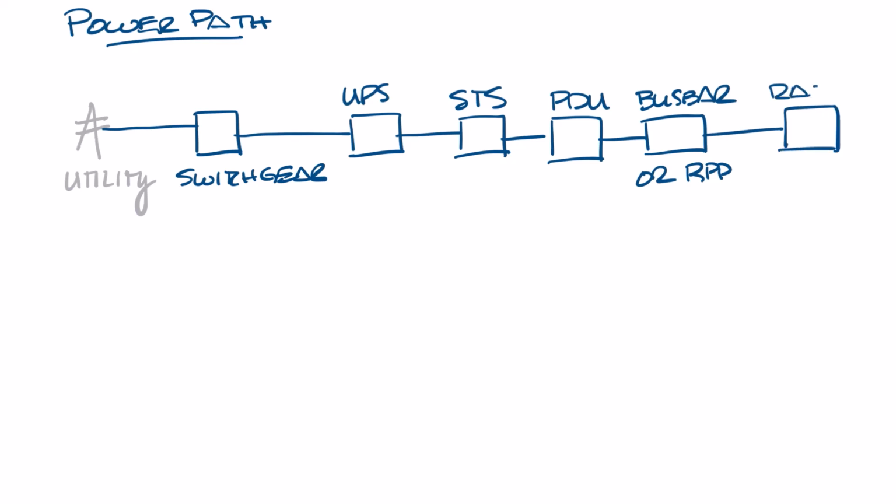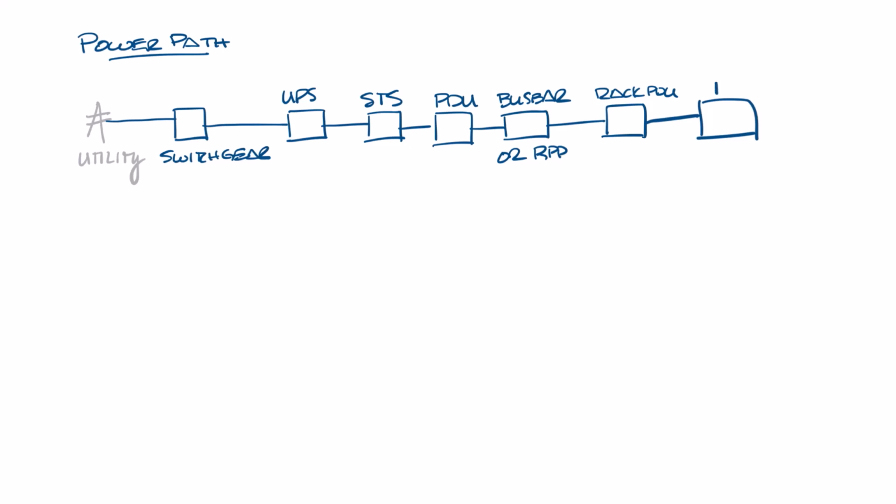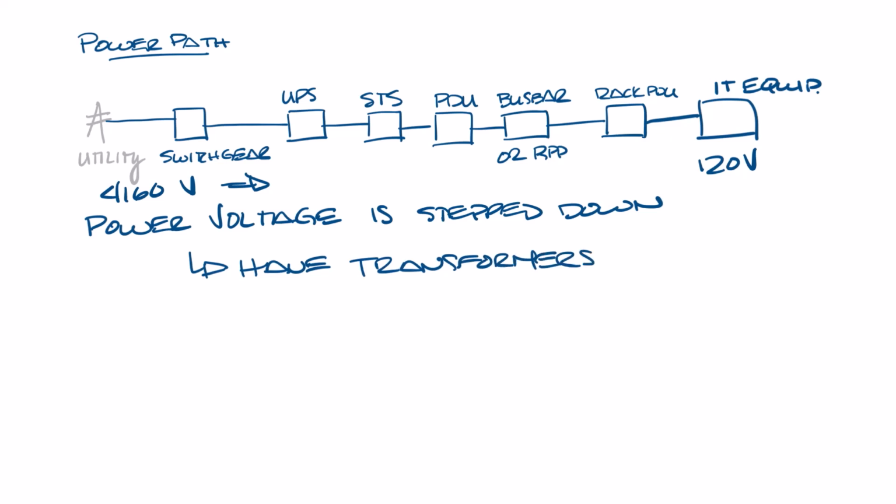Then the power goes into the racks themselves, where you'll have rack PDUs, and the IT equipment will be plugged into that. Each step of the way, the power voltage is being stepped down, so it may come in at 4165 volts, and by the time it gets to the IT equipment, it's 120 volts. So there'll be transformers along the way as well, or many of these pieces of equipment will also have transformers inside them to step down the voltage.